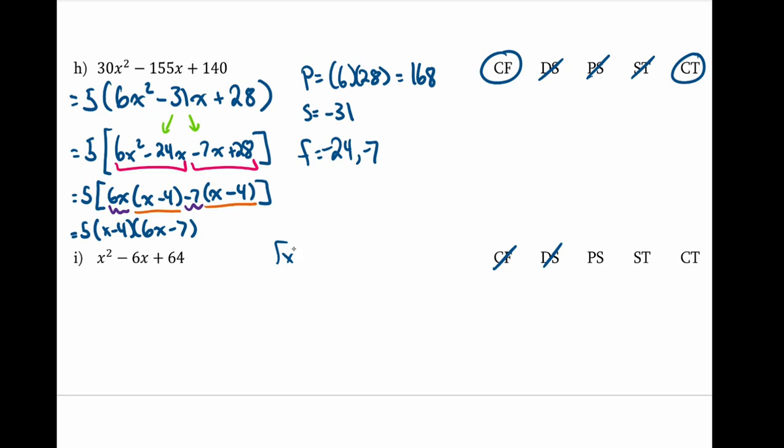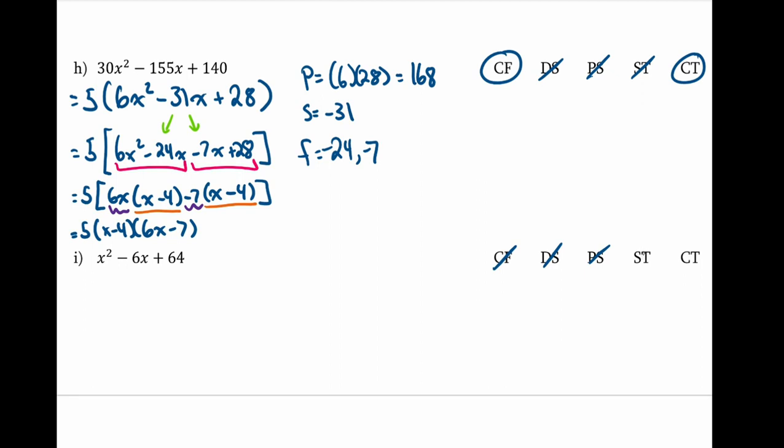Square root of x squared is x. Square root of 64 is 8, I believe. It is 8, and if we do 8 times x times 2, we get 16x. Oh, but unfortunately that's not our middle number. So it is not a perfect square trinomial, which is fine, right? We went through the steps, we checked, it was almost close, but the middle number didn't work out, so it's not a perfect square trinomial.